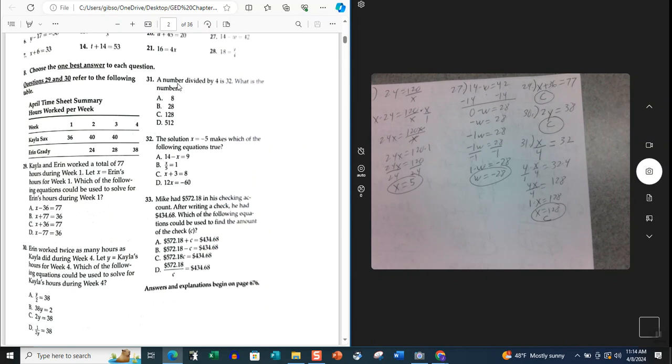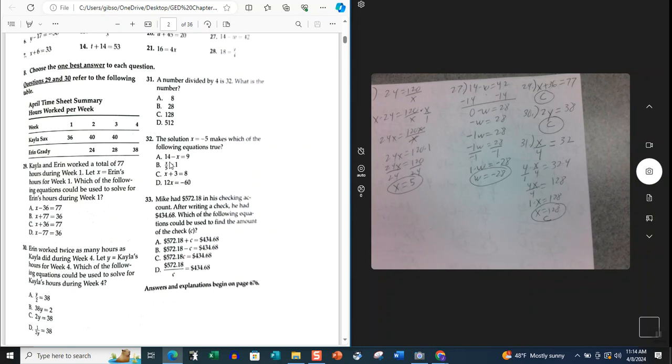Number 32, the solution, X equals -5, makes which of the following equations true? So what they're telling us to do is substitute in -5 for each of these equations. So let's go down to the easy ones first. -5 plus 3, we know that'll be -2. So for C, if we put in -5 for X, -5 plus 3 would be -2. So we know C doesn't work. If we put in -5 for X here, -5 divided by 5 is -1. So we know B doesn't work. So we disqualify B and C.